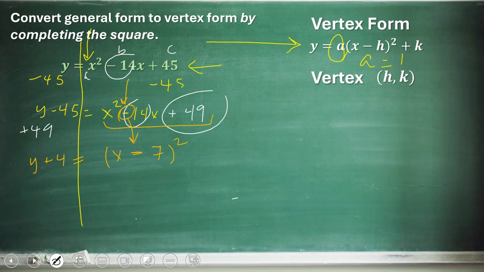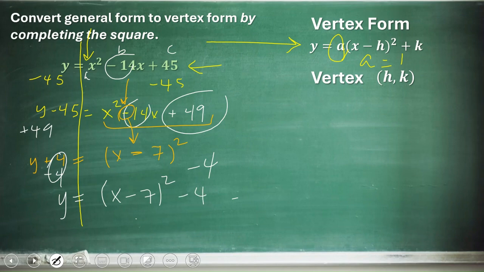Okay, we're almost there. Now we just need to get y on one side and everything else on the other side. That means I'm going to subtract 4 because I'm trying to isolate y now. What I do on one side, I do to the other. On this side, that makes a 0. Y equals, I've got my quantity x minus 7 quantity squared minus 4.